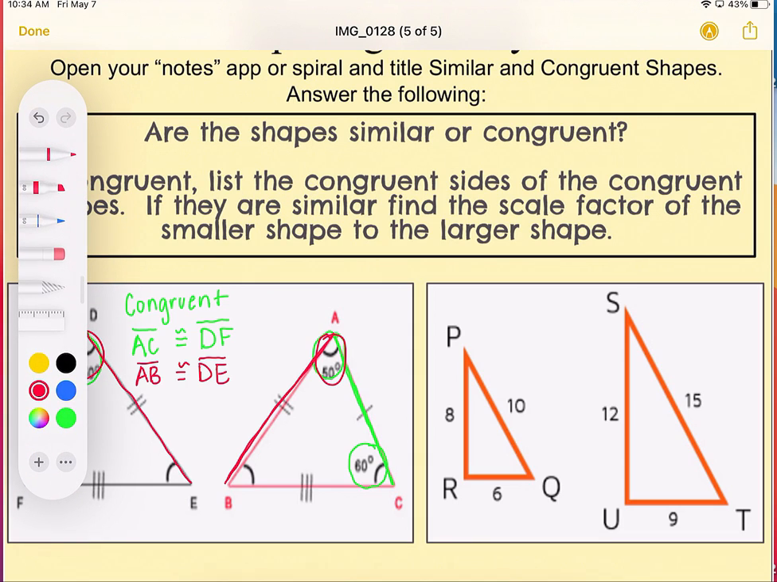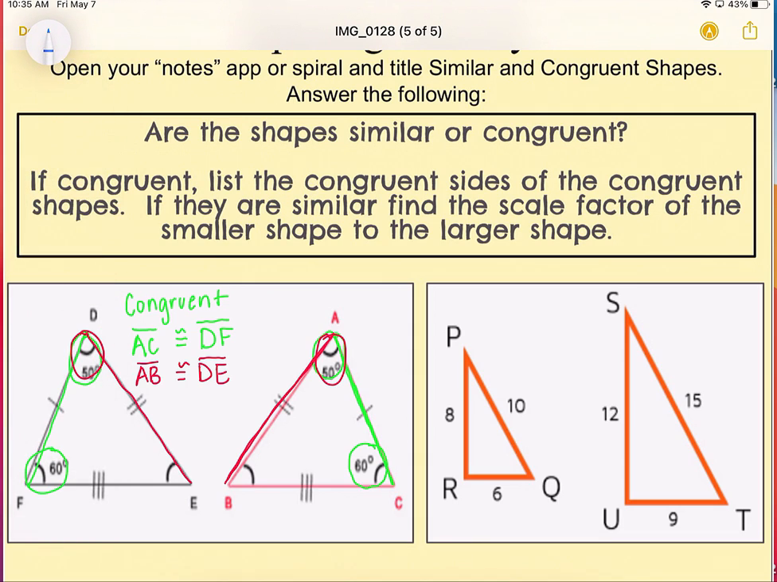And then our last set of congruent sides, again, we have BC, and remember, order does matter on these. So BC is congruent, and again, since I'm starting with my unmarked angle and going to my 60-degree angle, it's EF. So those are our congruent sides. So if you got that, give yourself a star. Great job.